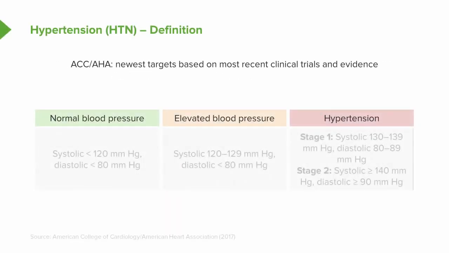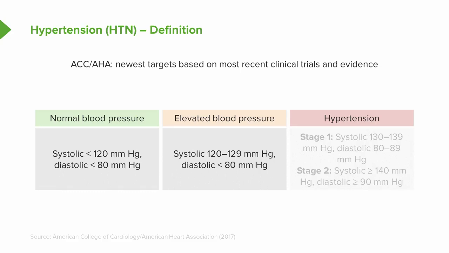Now, over the last couple of years, we've had some interesting randomized controlled trials, and therefore the American College of Cardiology and the American Heart Association have provided newer targets based on the most recent evidence. A normal blood pressure, according to the ACC and AHA, is again less than 120 over 80. But an elevated blood pressure is now considered a systolic between 120 and 129 with a diastolic of less than 80. Stage 1 hypertension is now considered a systolic between 130 and 139 and a diastolic of 80 to 89.